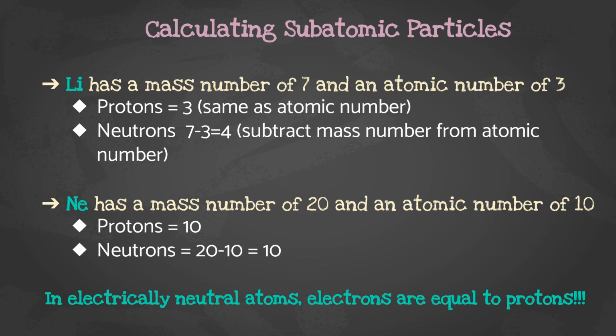Neon has a mass number of 20 and an atomic number of 10. Protons, right? We have 10 protons because protons equal our atomic number. And then neutrons are mass number minus atomic number. So 20 minus 10 equals 10. Since I haven't indicated that neon is positive or negative, we know electrons equal protons, and that means we have 10 electrons.